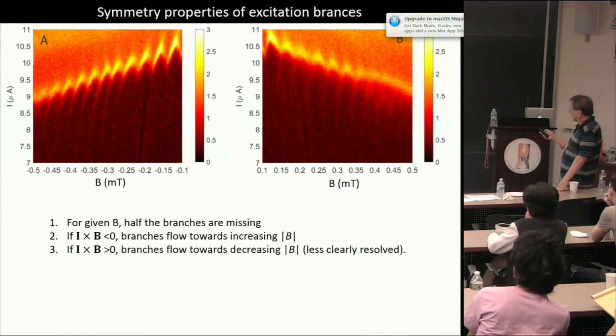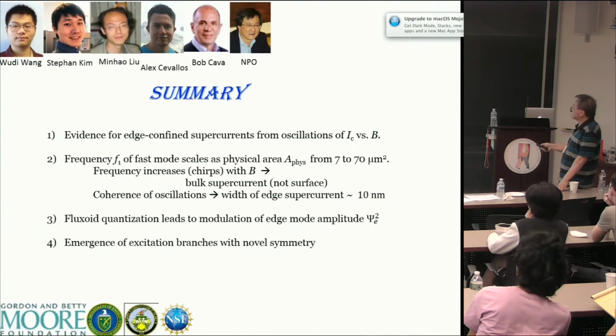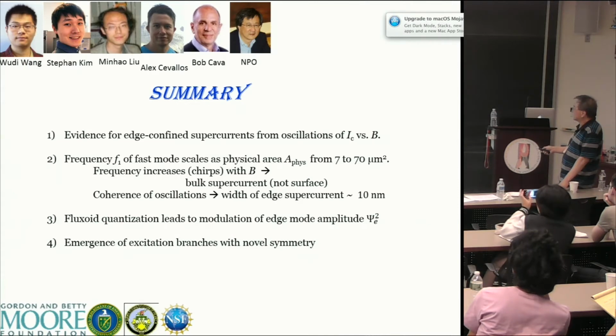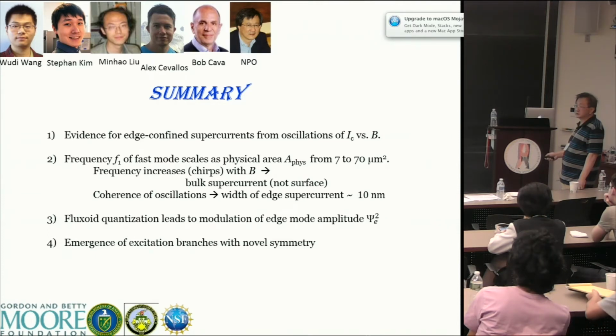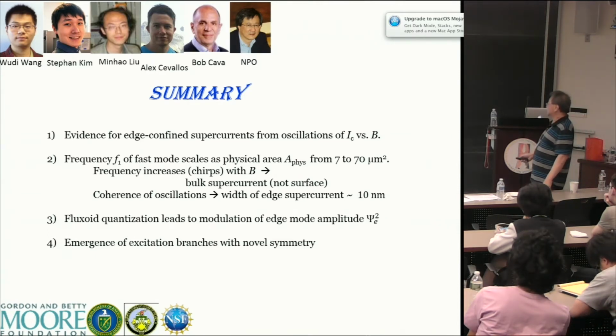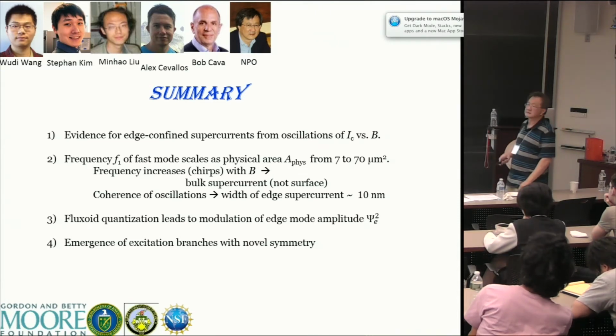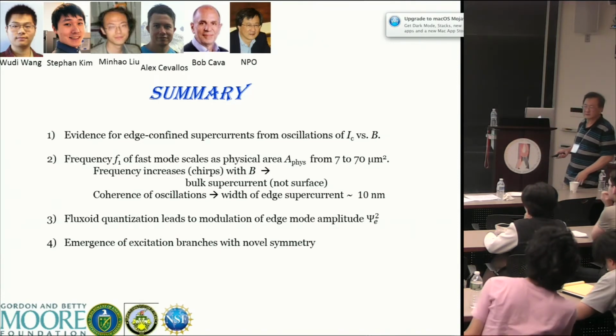And I think that brings me to the end of the talk. So in summary, we see these oscillations in the critical current that we think are arising from edge-confined supercurrents. There's a fast mode and a slow mode. The slow mode is, we think, conventional, just a Fraunhofer diffraction. The fast mode is the new feature, and we interpret it in terms of fluxoid quantization. And from this picture, we can anticipate the excitation branches, but then they reveal this interesting symmetry that is still an open question. Okay, thank you for your attention.